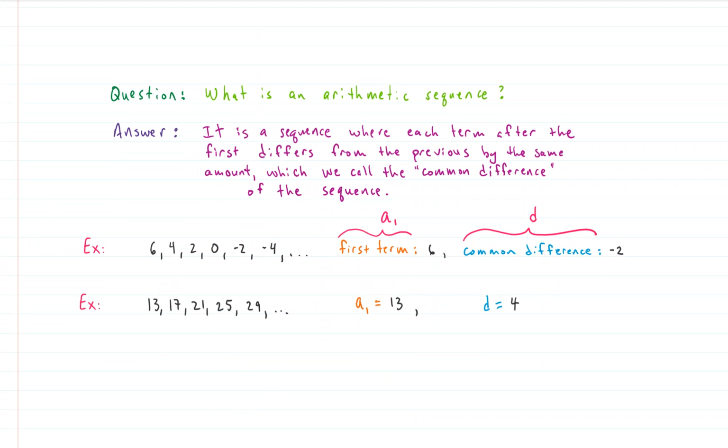First question, what is an arithmetic sequence? Well, an arithmetic sequence is a sequence where each term after the first differs from the previous by the same amount. And we call that same amount the common difference.